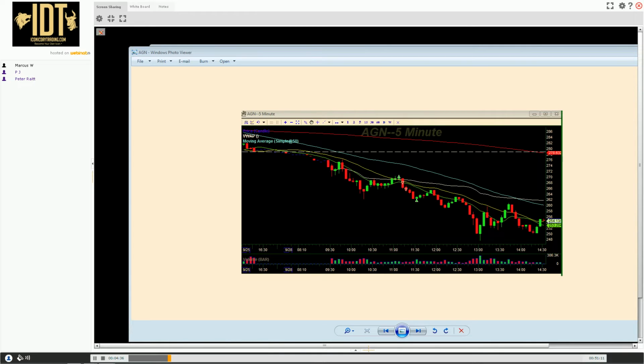The trade executions and managing the trades will come, but if you don't have the right entry, you're not going to make money trading, okay?